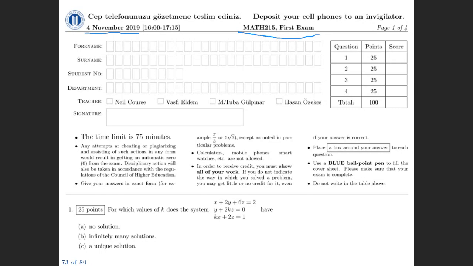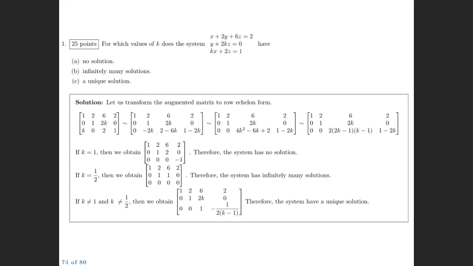Question 1: for which values of k does this system have no solution, infinitely many solutions, or a unique solution? The idea is we're going to write the augmented matrix, and then we're going to row reduce it, and we're going to look to see where the pivots are. So I'm not going to go through the calculations. Let's just suppose that the calculations are correct, and this is what we get.